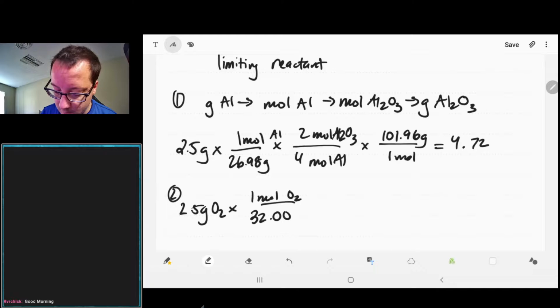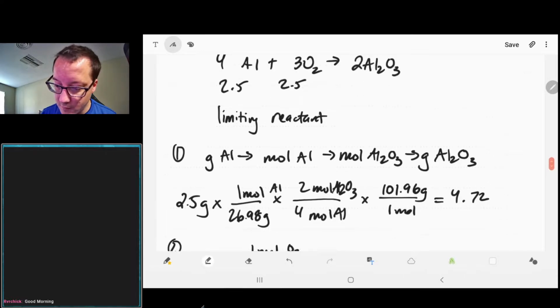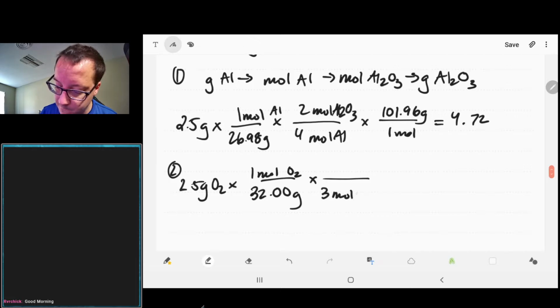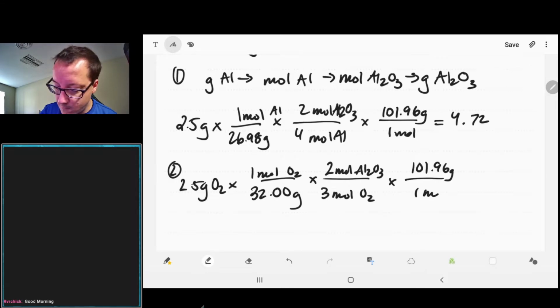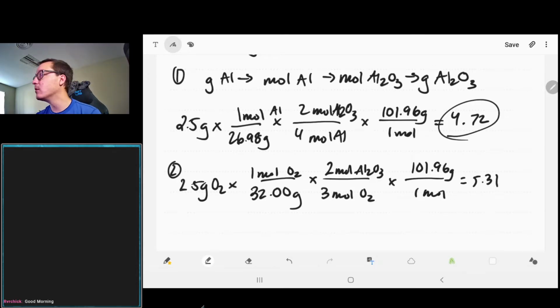That's going to be 32. For oxygen, it's 3 on the bottom. And then we already have our molar mass from before. Okay, here we go. 2.5 divided by 32 times 2/3 times 101.96 is 5.31. So therefore our answer is 4.72. I lost the question. All right, and so hopefully that was one of the options. I would hope. So that's going to be our answer there.